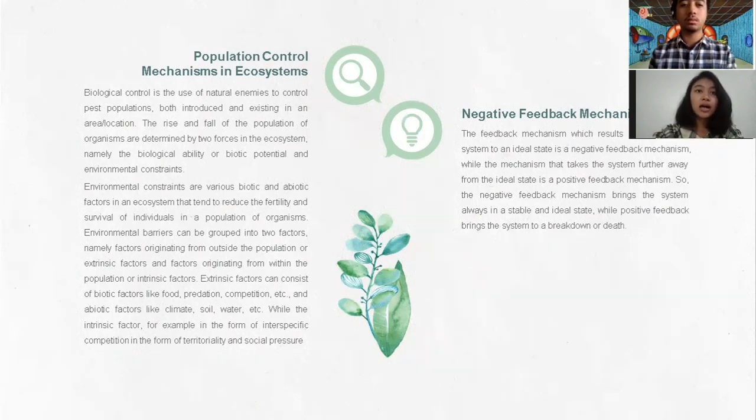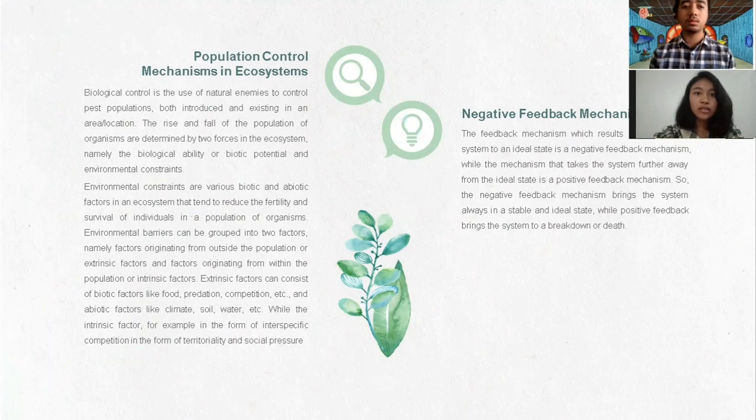Environmental constraints are various biotic and abiotic vectors in an ecosystem that tend to reduce the vitality and survival of individuals in a population of organisms. Environmental perils can be grouped into two vectors, namely vectors originating from outside the population or extrinsic factors and vectors originating from within the population or intrinsic vectors.